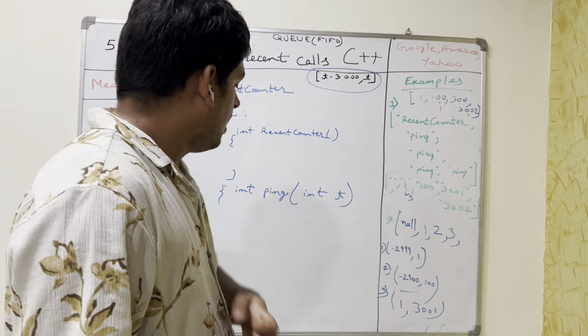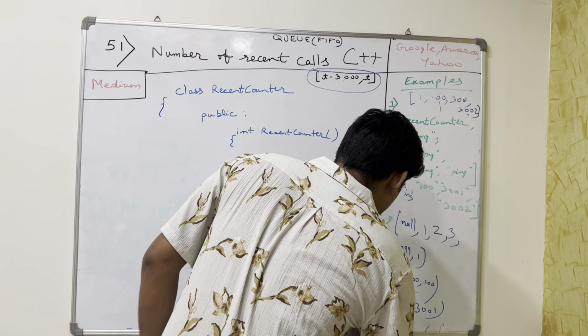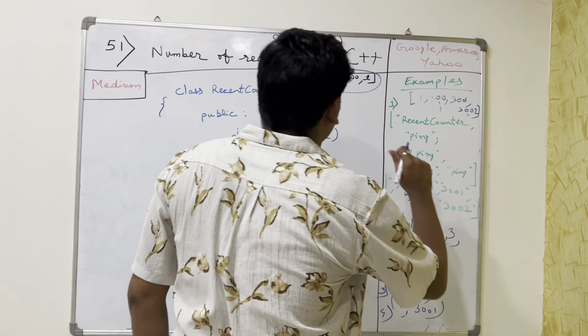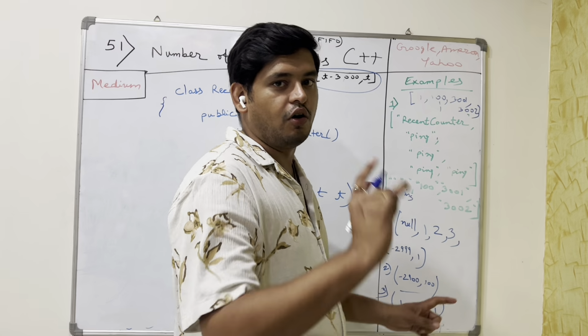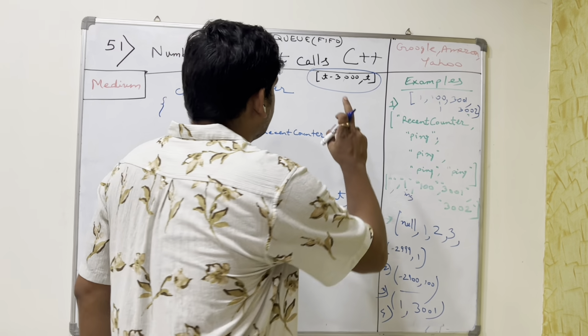Now this fourth call, 3002, in the 3002 millisecond, there is another call to recent counter, and we need to calculate this limit.